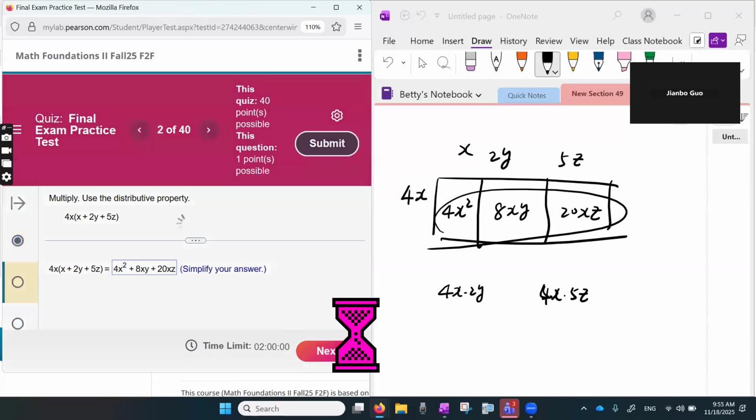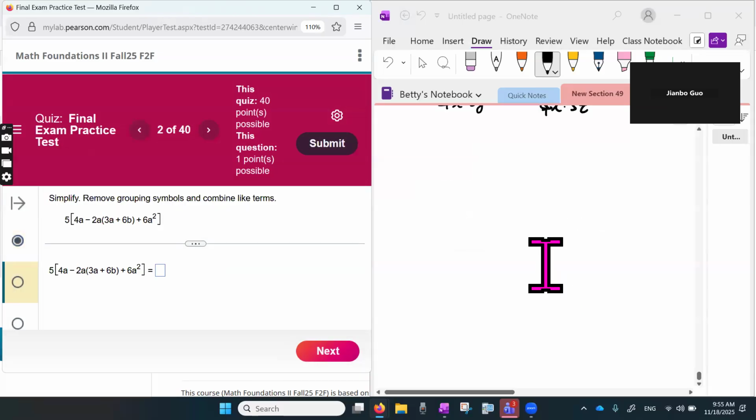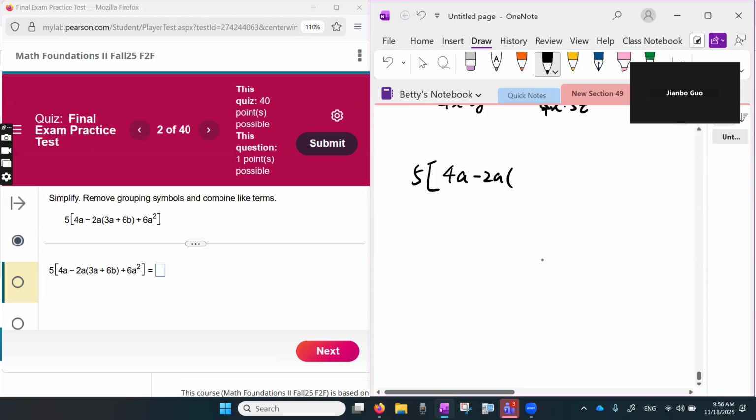Next, question number 2. Simplify, remove the parentheses, right? As we can see, we have two sets of grouping symbols, a set of parentheses and a set of brackets. And we're going to start with removing the parentheses. In the parentheses, we have 3a plus 6b.